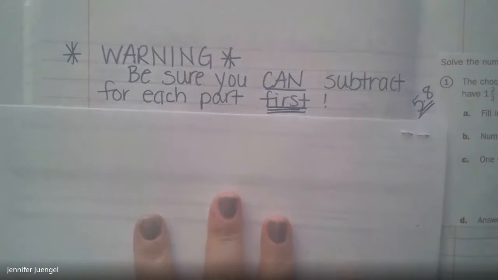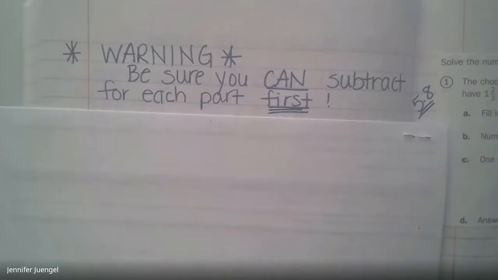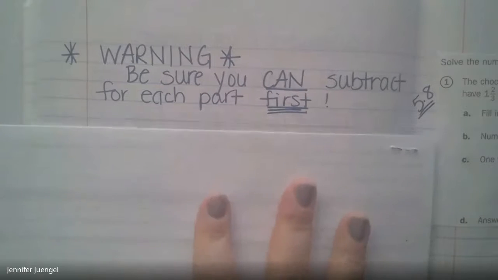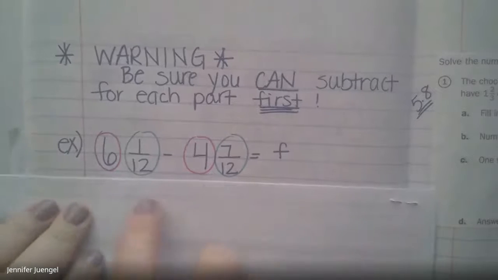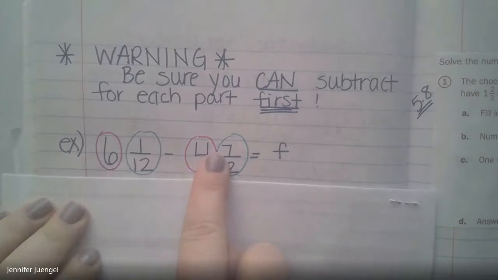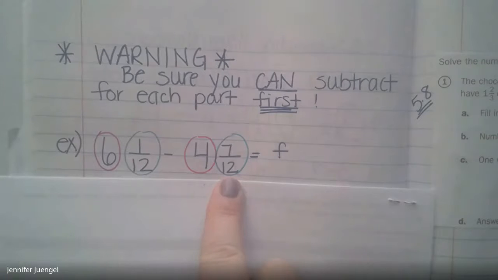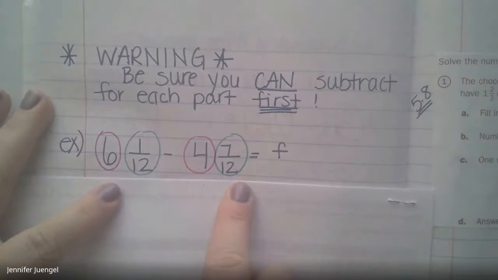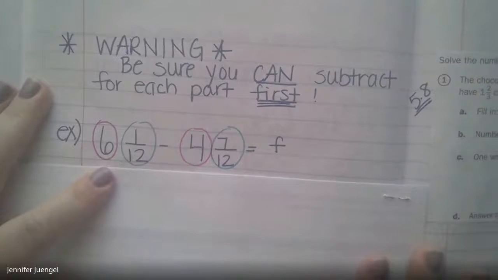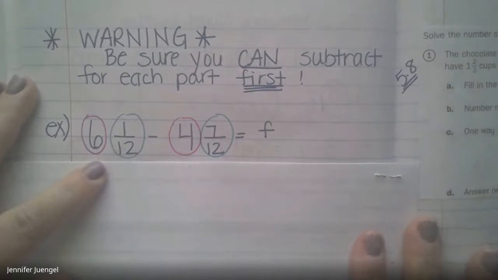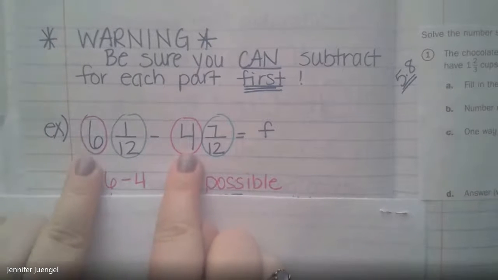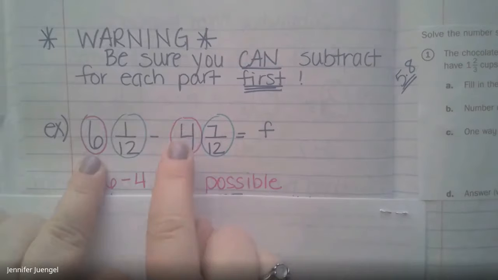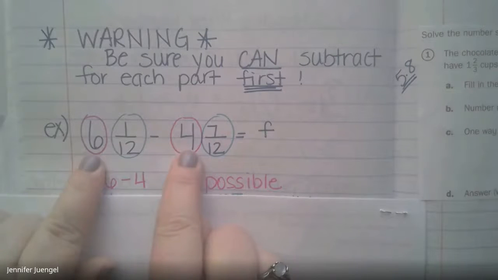So if you can subtract the whole numbers, and then you can subtract the fractions, go ahead and do it. But sometimes that isn't possible. Here's an example: 6 1/12 minus 4 7/12. If we use option 1 and turn this into 2 separate problems, right away our antenna should go up and say, huh? How do I do that? 6 minus 4, I can do that. 6 is bigger. I can take 4 away and I'll have some left over. So I can do that part.